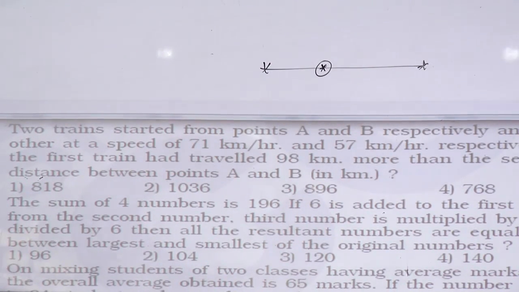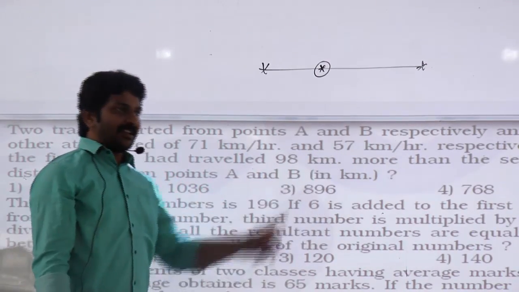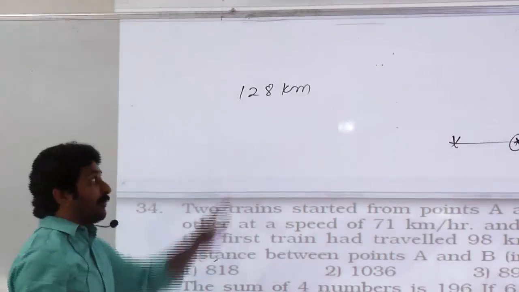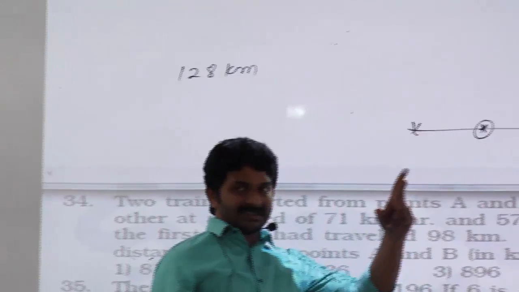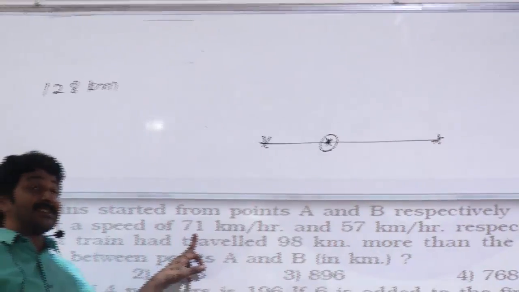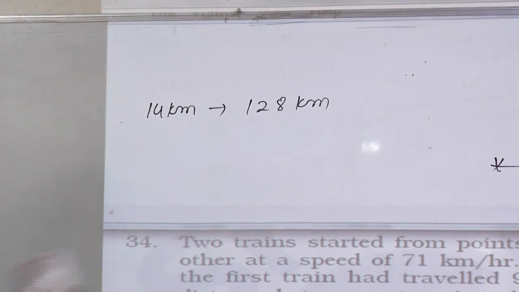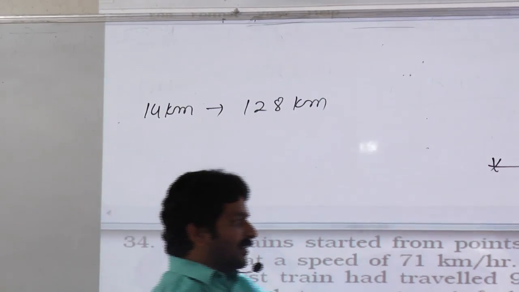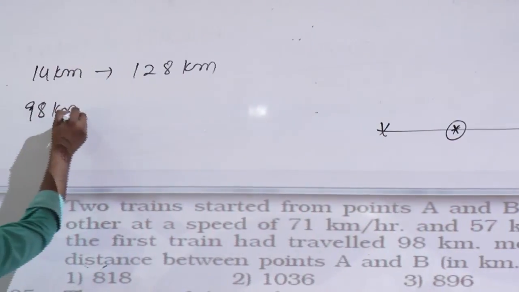Right. If they travel together, after 1 hour, the first train can cover 71 kilometers, the second train can cover 57 kilometers. Together they can cover 128 kilometers. Out of 128 kilometers, 71 kilometers is the distance travelled by the first train and the rest by the second train. So in 1 hour, how many kilometers can the first train travel more than the second train? 14 kilometers. So for every 128 kilometers of both distances, the first train can cover 14 kilometers extra. Yes or no? When they meet each other, the first train covered 98 kilometers more than the second train. So for 98 kilometers, what is the distance here?